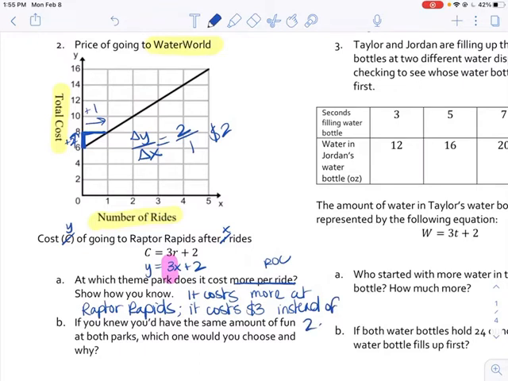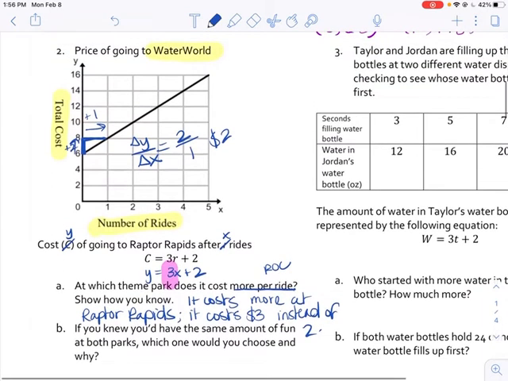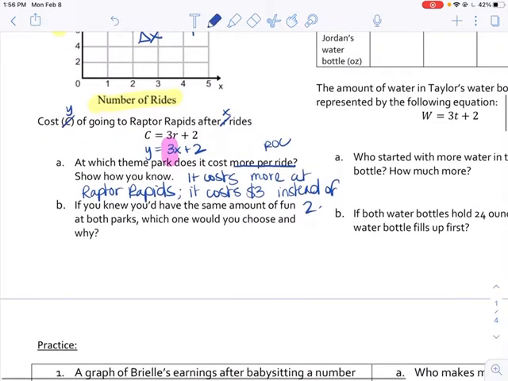Okay, if you knew you'd have the same amount of fun at both parks, which one would you choose and why? So you're going to have the same amount of fun. Basically, the idea of this one says, I want to pick the one that I think will be cheaper. So, and this can vary. If you know you're not going to go on very many rides, then you could go to the one that is going to cost less initially. And then if you say, I want to go on as many rides as possible, then you might want to go to Waterworld because it costs less per ride. So I'd say Waterworld.